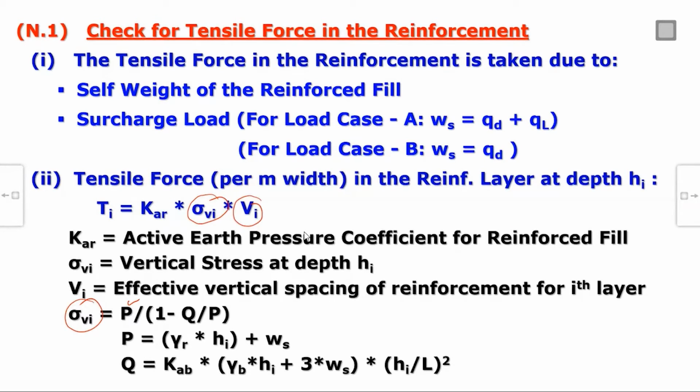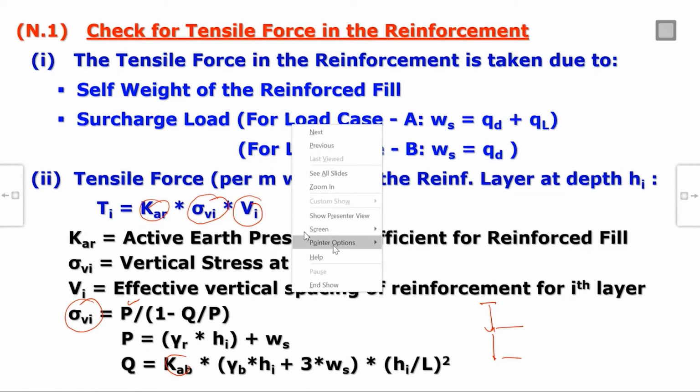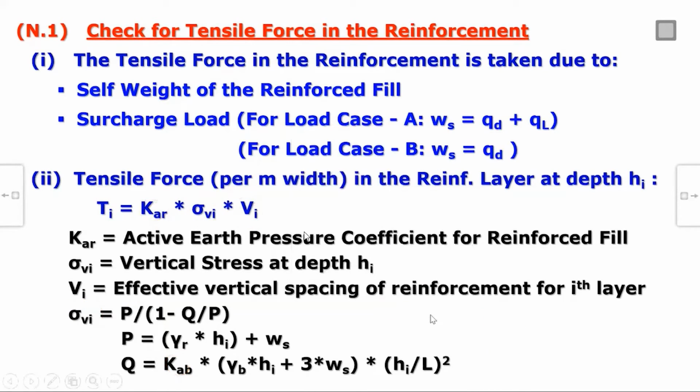Vi we will see from geometry. KAR we can calculate. KAB, they are all material properties or dimensions. So for every reinforcement layer, this Hi will be different, the depth from top, first reinforcement, second. We will calculate this tensile force for every layer.